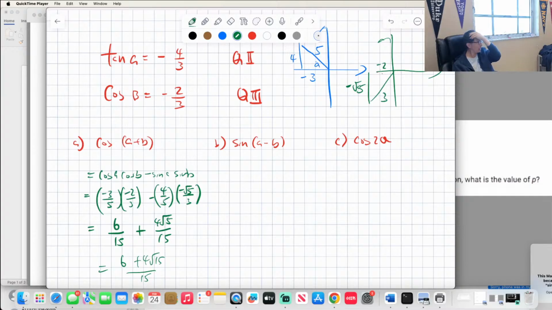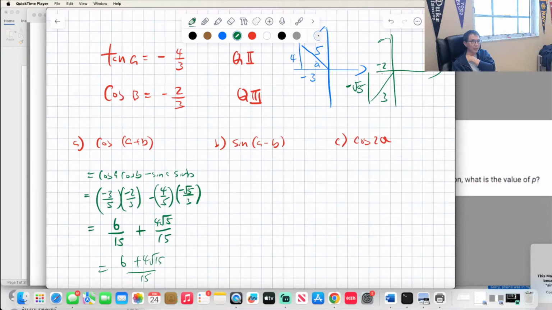Wait, I thought it was minus, like 6 minus. Did you get a minus sign to begin with? Hold on a second. 4/5, negative square root of 5/3, and 2 negative signs become a positive sign. Is that right or no? I still don't know how I got minus. I did something.